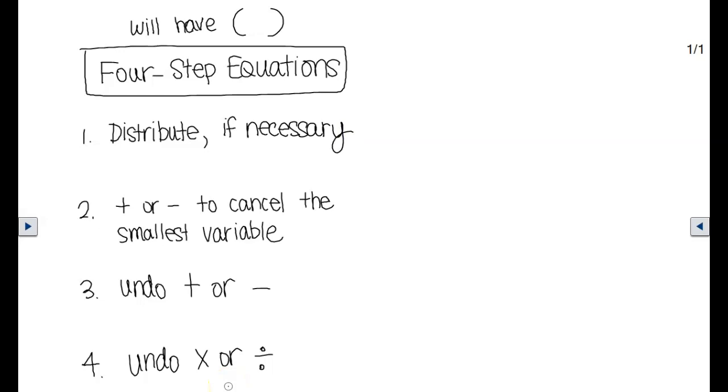So step 1, distribute if necessary. Now you all will remember a few weeks ago we did an entire week of nothing but distributive property, where we took a number and we multiplied it by every member of a group that was inside of parentheses. So we're going to bring that back and use it in our equation solving today. So distribute if necessary, add or subtract to cancel the smallest variable, undo adding or subtracting, undo multiplying or dividing. These are our 4 steps. So over here beside it, I am going to do our first example.